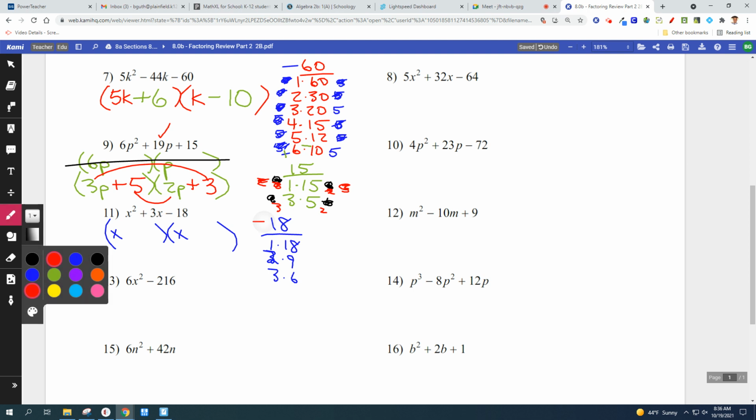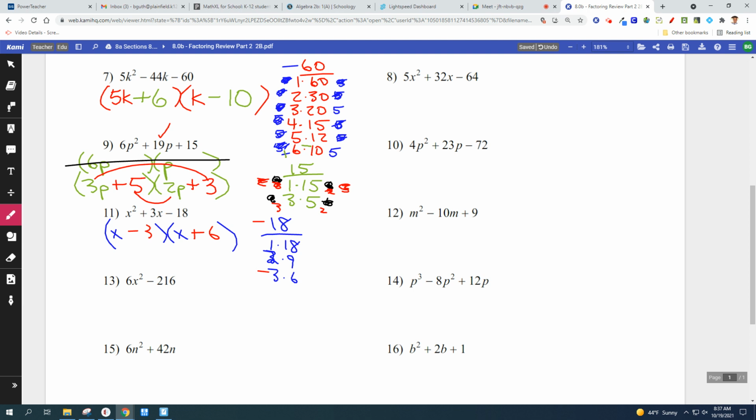I know one of the numbers is negative, so we need to find the combination where one of them's negative, and then they'll add up to 3. Negative 3 and positive 6. Negative 3 and positive 6. That was an easy trinomial. A lot less to think about that time.